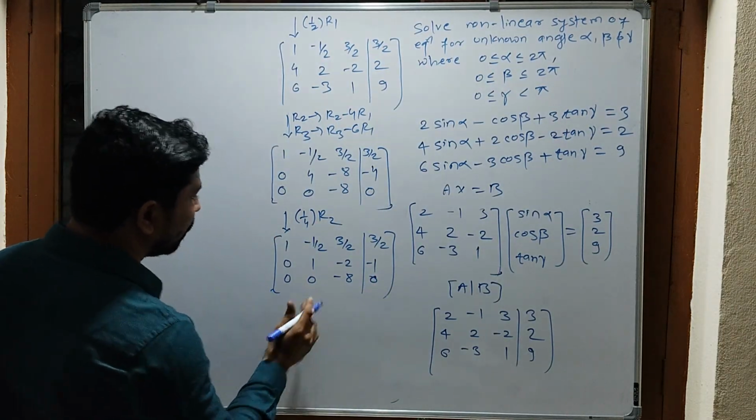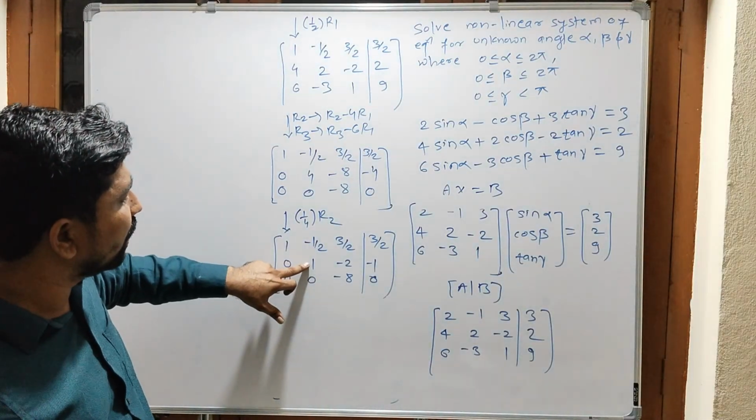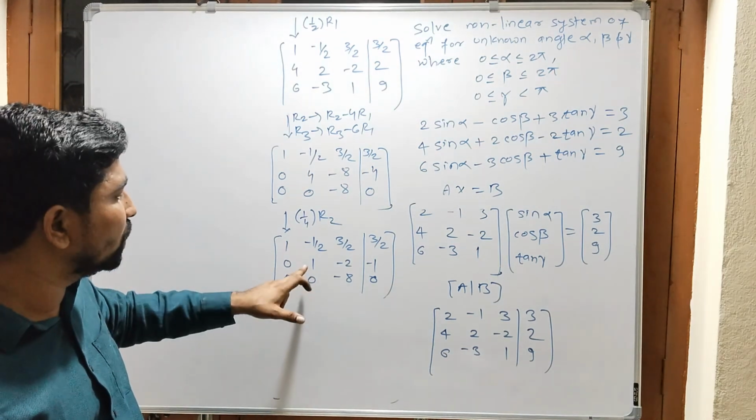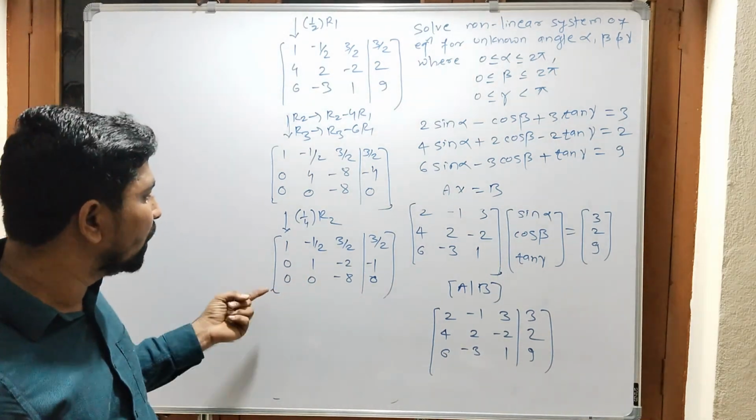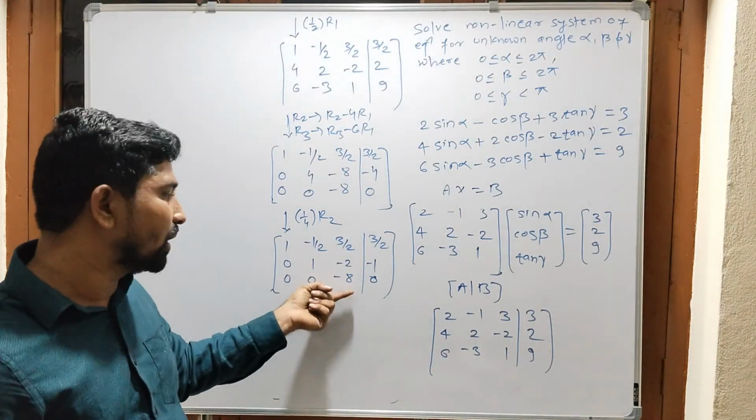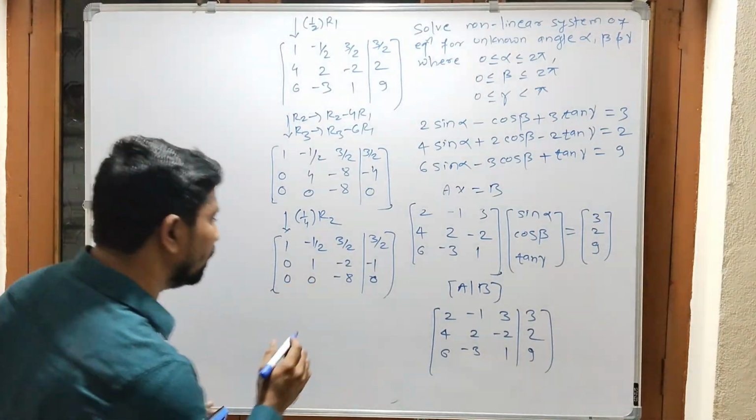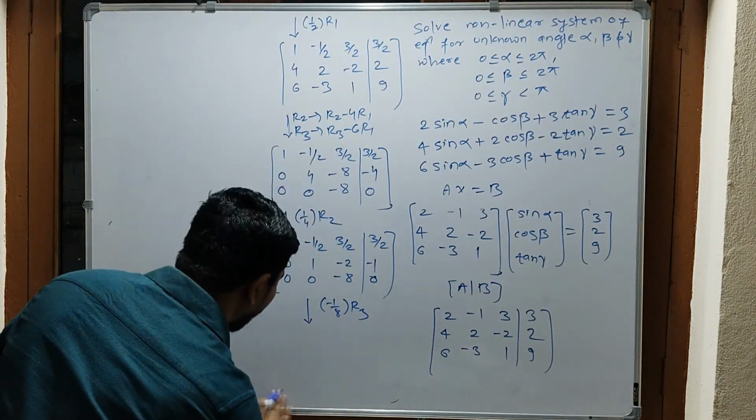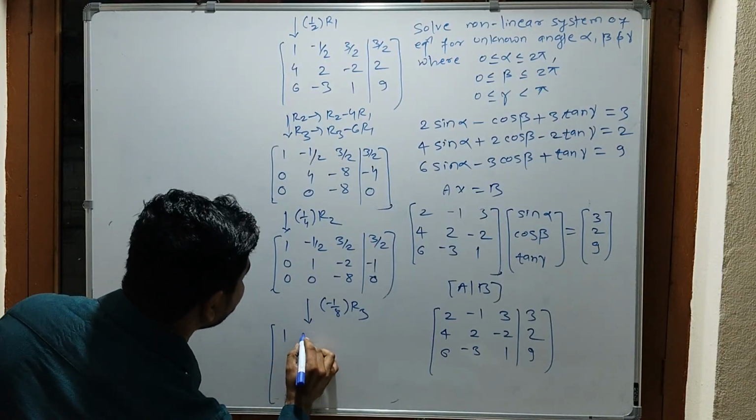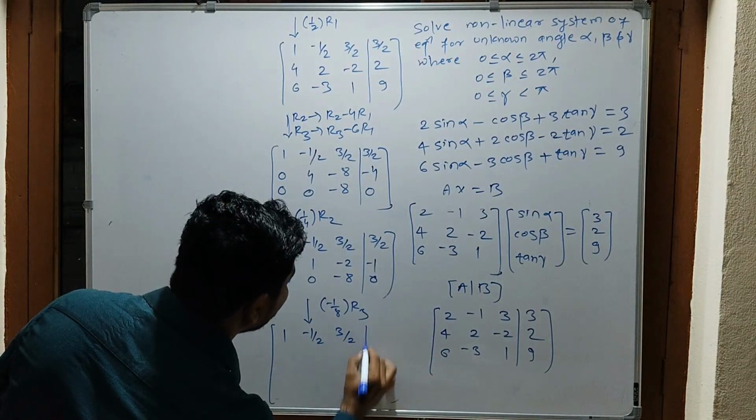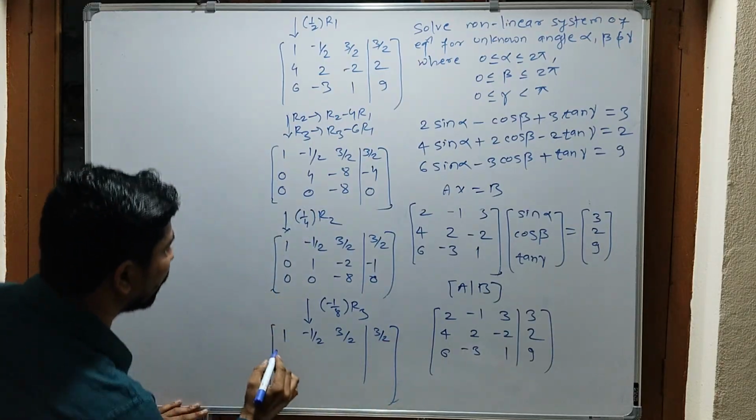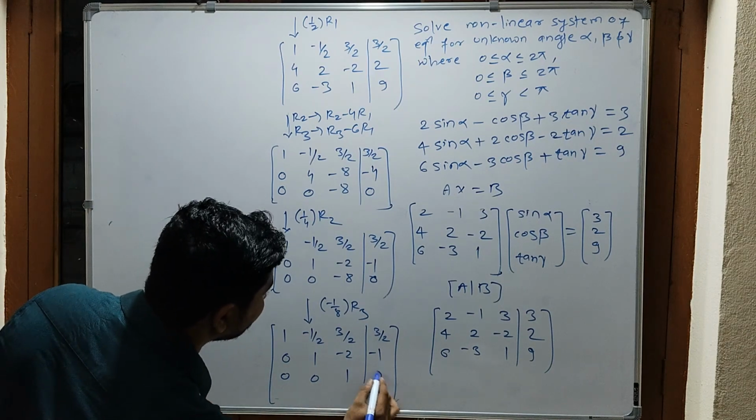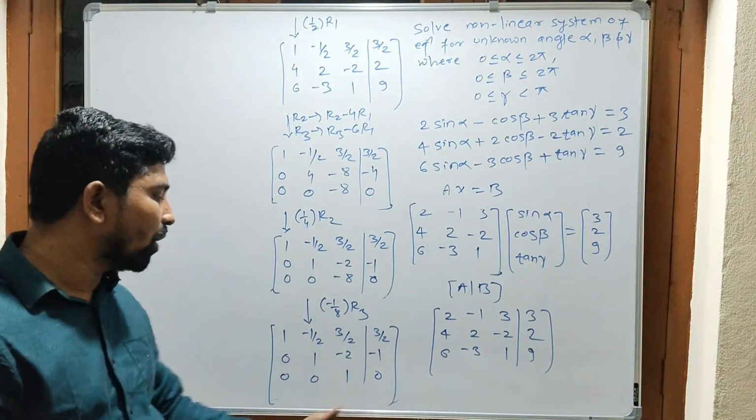Here the first non-zero element from the left is 1, and all the other entries in the same column below this leading element are 0. Now come to row R3. This is the first non-zero entry from the left in row R3. I want to convert this minus 8 into 1, so I apply the elementary row operation minus 1 by 8 times R3. I get the resultant matrix: 1, minus 1 by 2, 3 by 2, 3 by 2. The second row as it is: 0, 1, minus 1, 0. Third row: 0, 0, 1, 0. Now this matrix is converted into echelon form.